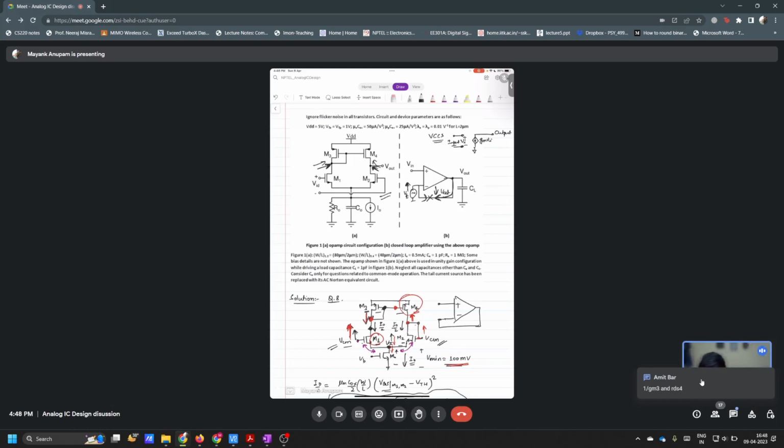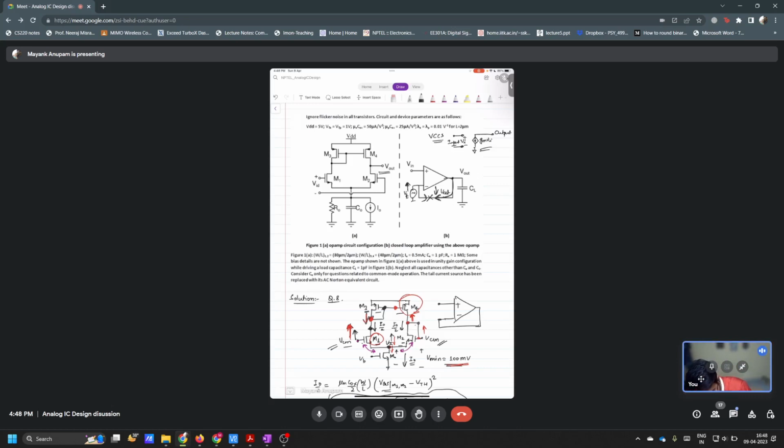And you want to use this as a voltage controlled transconductance, a current source, right? So we'll take the output at M4, because the output resistance should be high for a current source. So you have to take the output at this point.